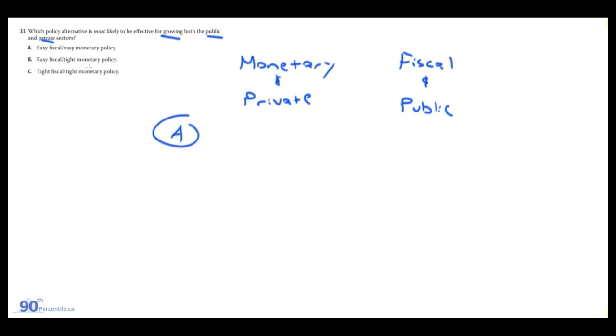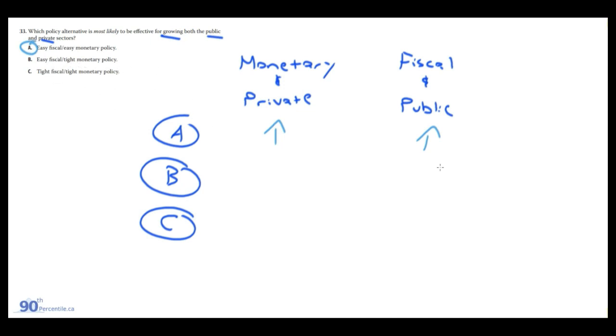So if you were to look at these combinations, we can see the impact that each combination will have on the private and public sector. So if you look at A, easy fiscal and easy monetary policy, easy is another synonym for expansionary. So if we have easy fiscal, public sector spending is going to grow, and private sector spending is also going to grow. So our answer is going to be A, but we can go through the rest of the list.